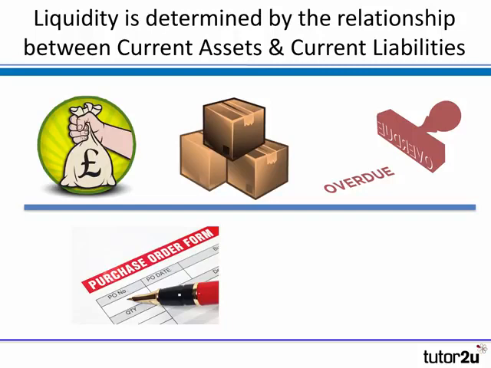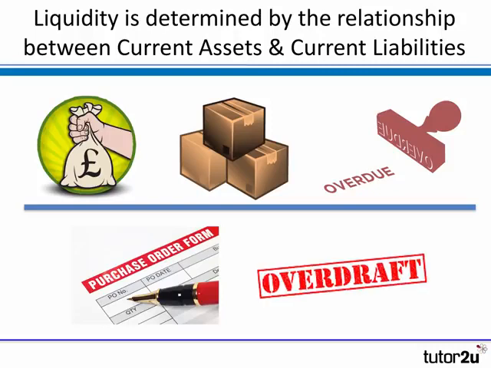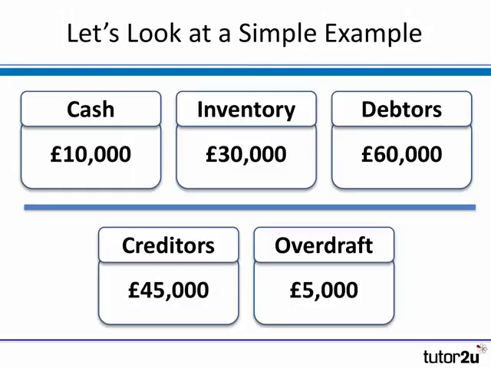The second current liability to look out for, and this can happen at the same time as a business having cash in hand or at the bank, is an overdraft facility, or an overdraft amount owed to the bank, which in theory is repayable on demand and therefore needs to be included in current liabilities. So we compare current assets with current liabilities, and the concept of liquidity is to see what the relationship is between the two of them.